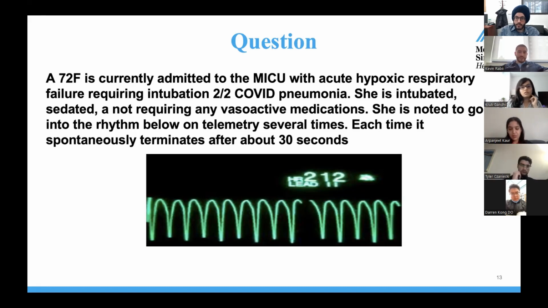Those are great thoughts. Anything else? Also get a 12-lead EKG. Absolutely. So anytime you get anything on telemetry, you always confirm with an EKG, no matter what. So that's always a great answer. What else?